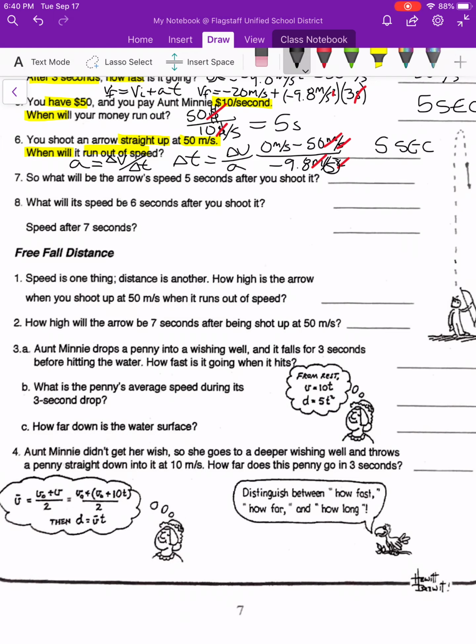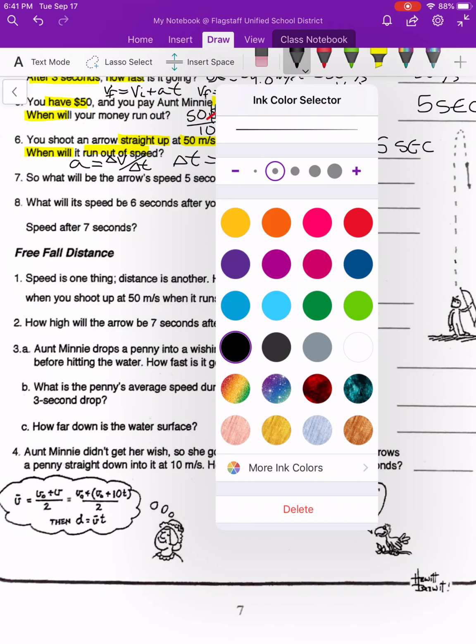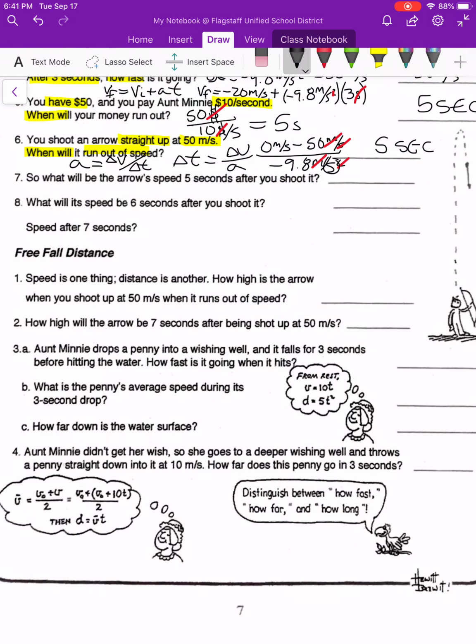Moving on, number 7. So what will the arrow speed be 5 seconds after you shoot it? Okay. So again, I can use that same formula, but I can rewrite it to solve for my V final, right? So this equation was acceleration equals V final minus V initial divided by delta t.